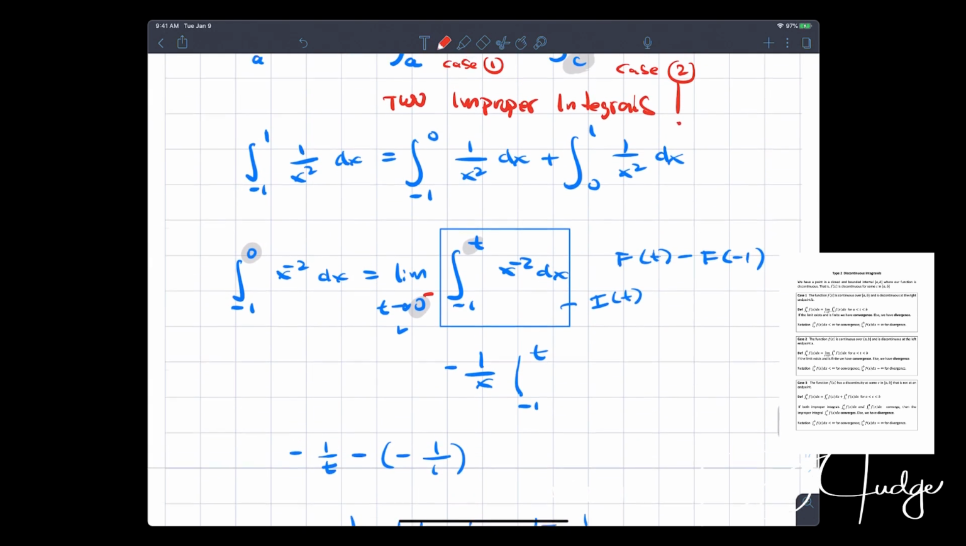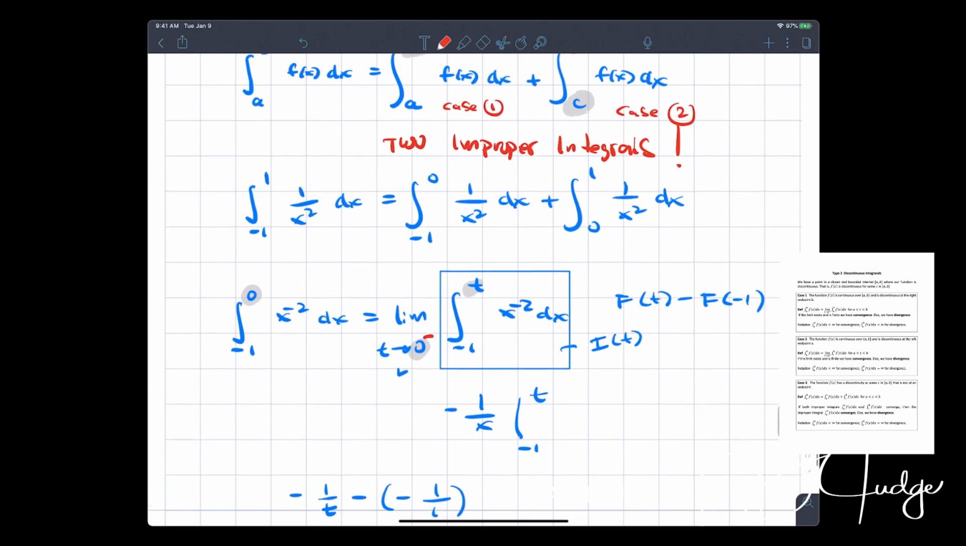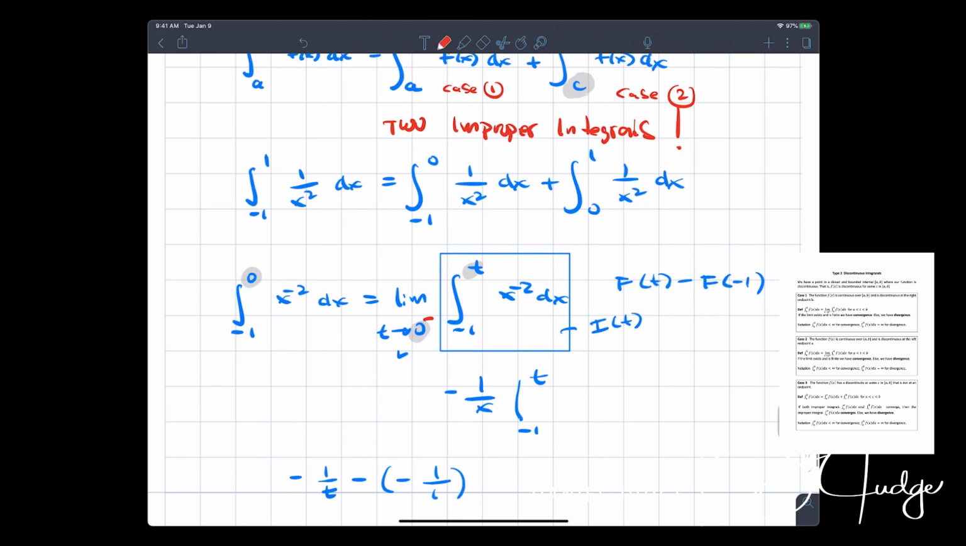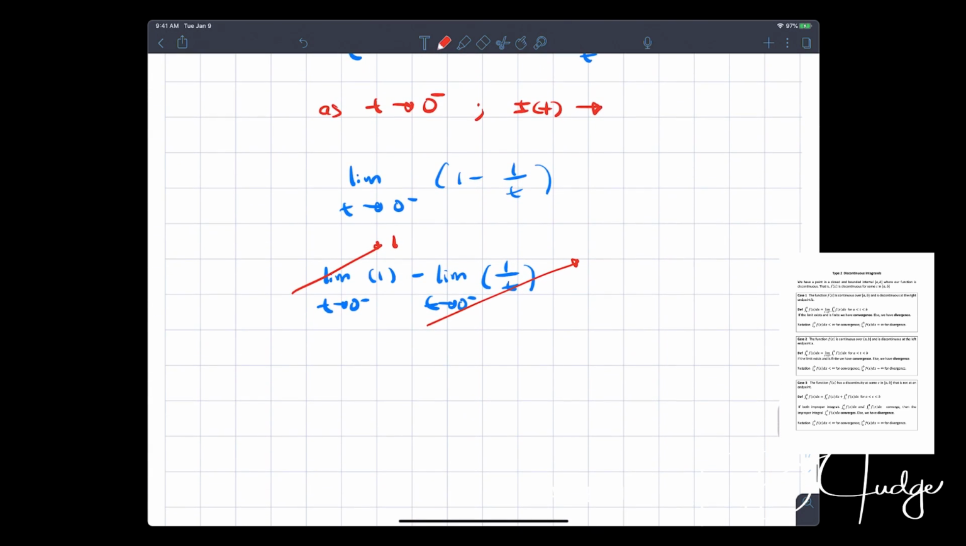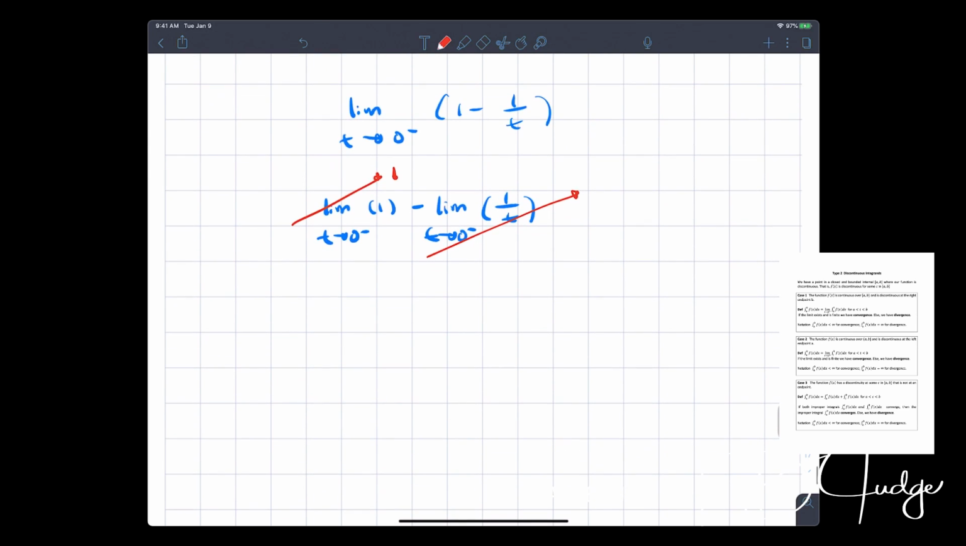Okay, so let's double check everything here. Negative 1 to 0. Okay, so does anybody know? Let's see, where would this limit go to? Let's double check here. Let's draw the curve.